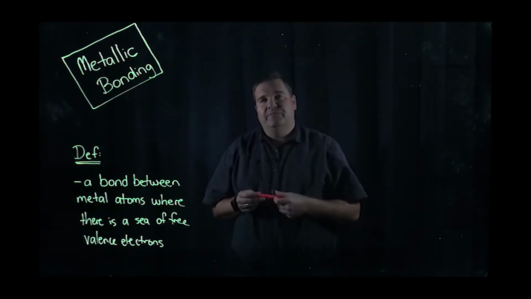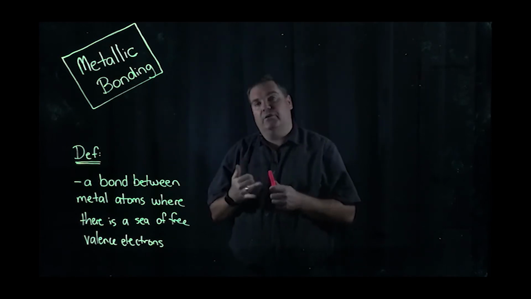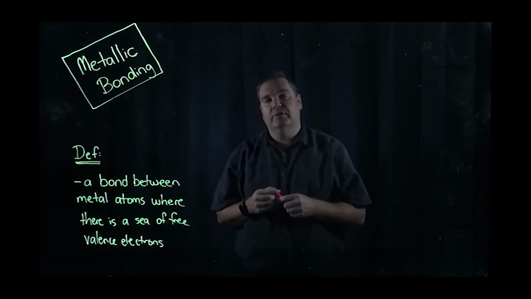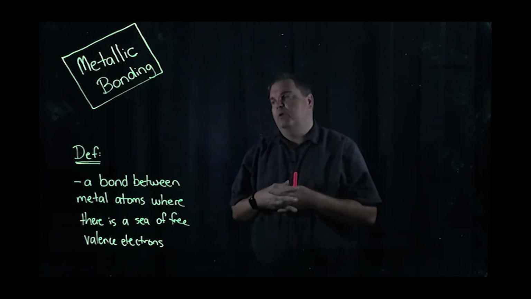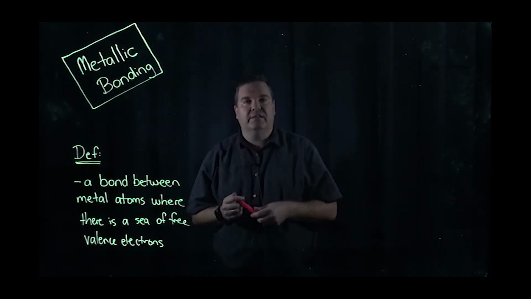Hi and welcome to today's video, which is just going to be a quick introduction to metallic bonding. So I've done some videos that look at ionic bonding and covalent bonding as well, which might be useful to have a look at. But the definition of a metallic bond is it's a bond between metal atoms where there is a sea of free valence electrons.